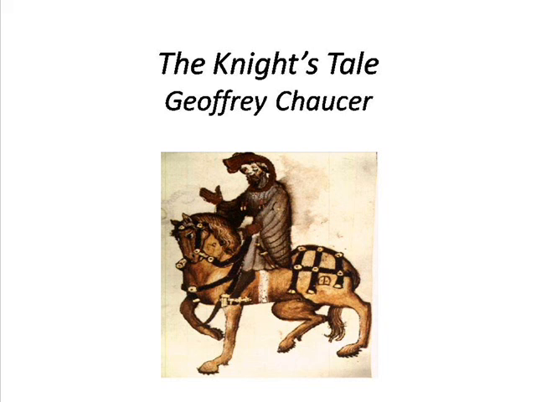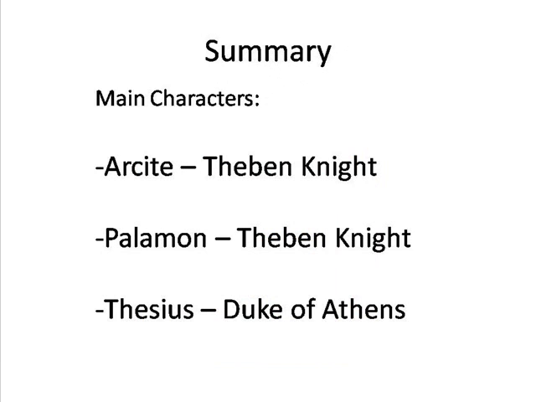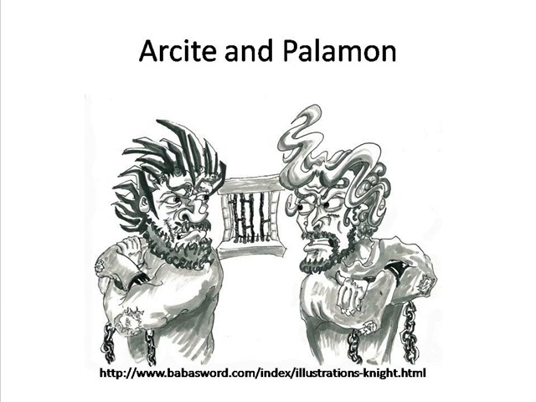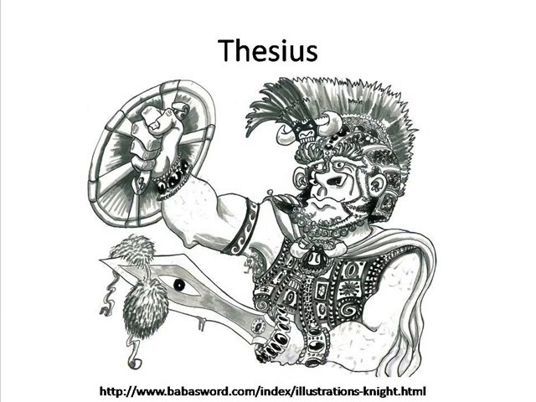was Geoffrey Chaucer. Now, I'm going to go through a brief summary of the Knight's Tale. The three main characters of the Knight's Tale are Arcite, Palamon, and Theseus. As you can see in this illustration, this is Arcite and Palamon. They are both knights from Thebes. This next slide is an illustration of Theseus, who happens to be the Duke of Athens.